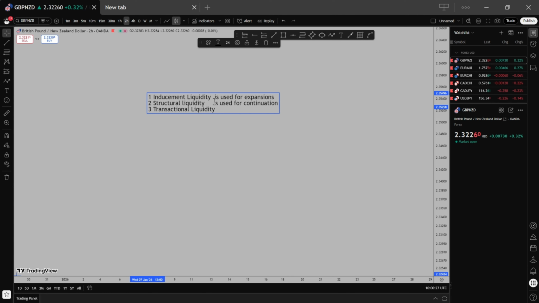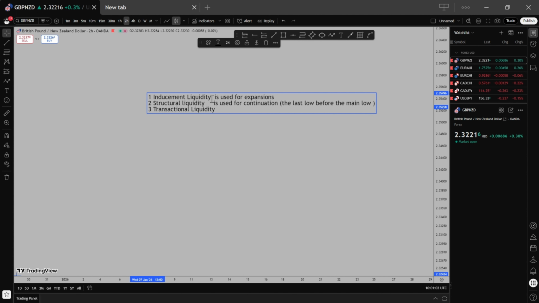Now, every time, your structural liquidity is the last low before the main low. The last low before the main low. The main low most times is your point of interest. So the last low before the main low, or the last high before the main high. You need to write that out.